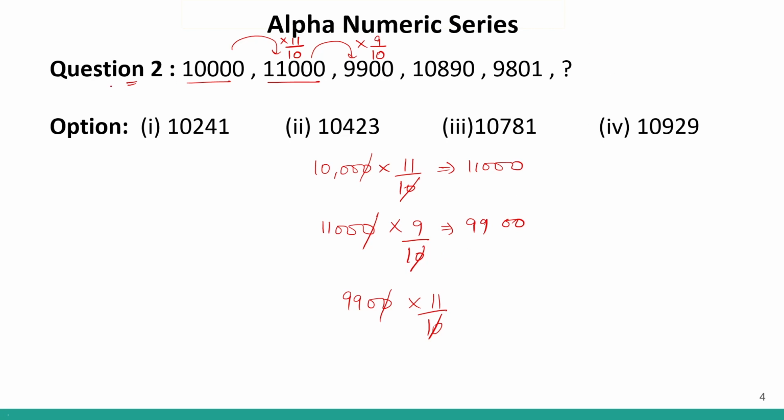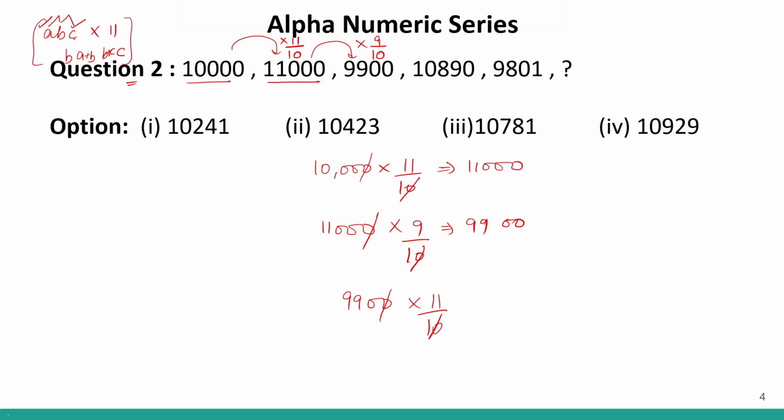For example, if you have a number ABC and you have to multiply it by 11, first you will write C, then you will write B plus C, then you will write A plus B, and then you will write A. So first we write this number, then the sum of this number and this number, then the sum of this number and this number, and then this number. Correct? This we have discussed multiple times.